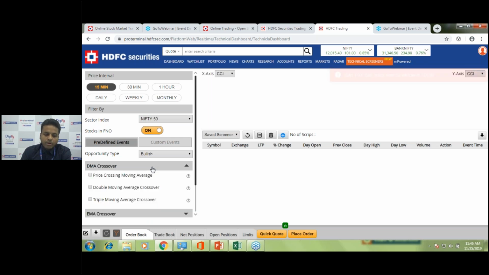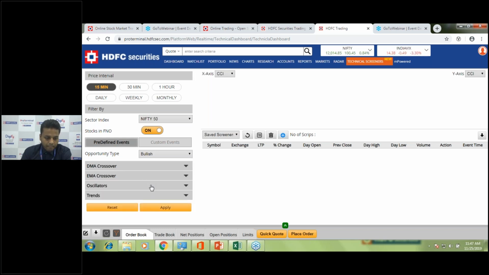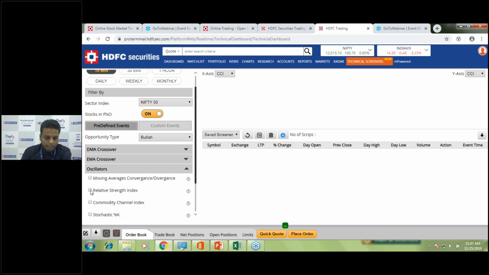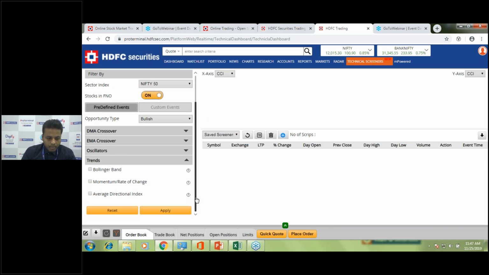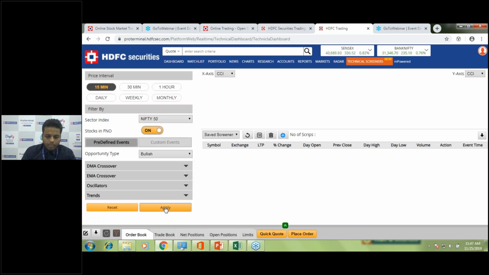So we have to select a particular filter, a particular criteria, by which the entire screener will filter out the stock. Let us go for a very easy one. From DMA, I am selecting price crossing moving average. From oscillator, let us go with relative strength index, RSI. From trends, let us go with Bollinger Band, and you have to click on apply.